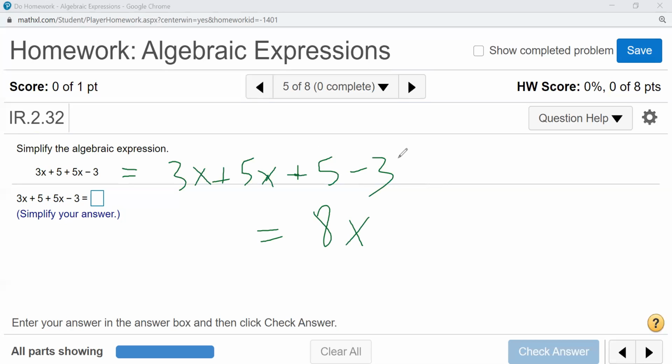Plus 5 minus 3, are those like terms? Yeah, they don't have a variable attached to them. Thus, they're just numbers. You can add them up straight up. 5 minus 3 is 2. Muy bien, and that's all there is to do. Once you have 8x plus 2, you type that in that box, get out of here. You're done.